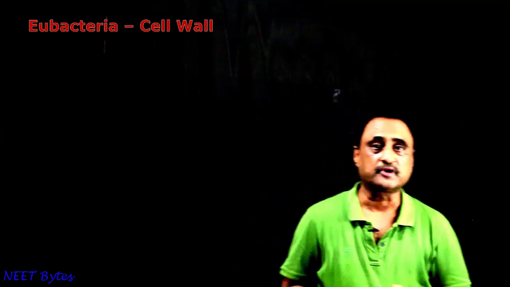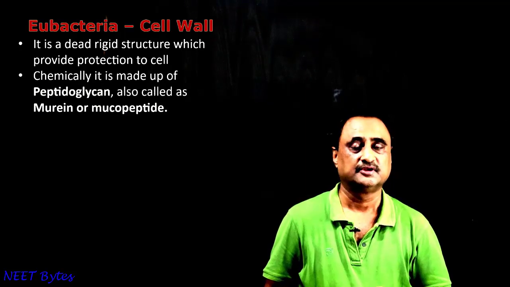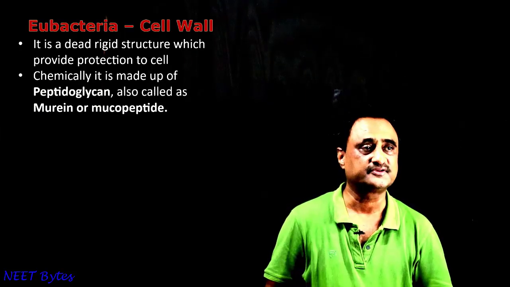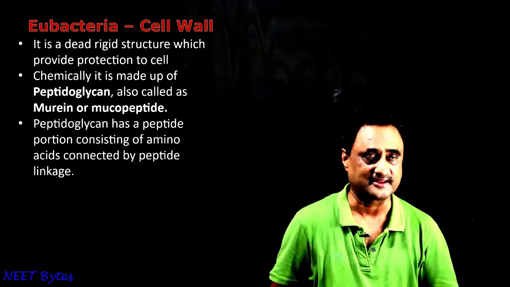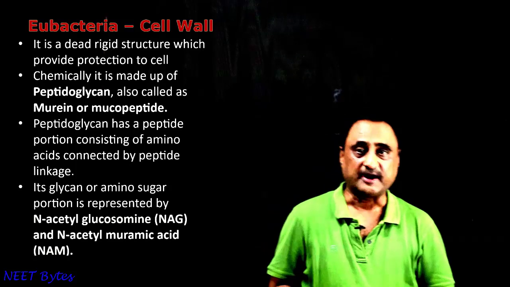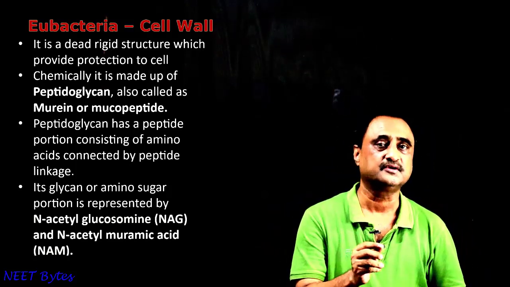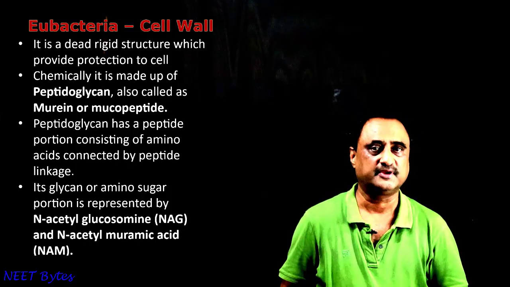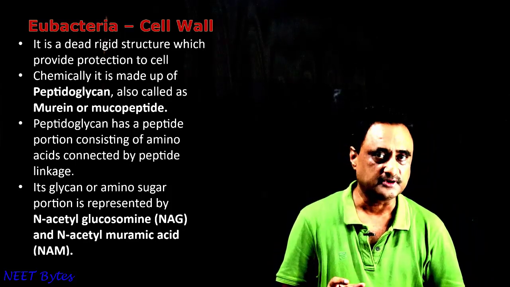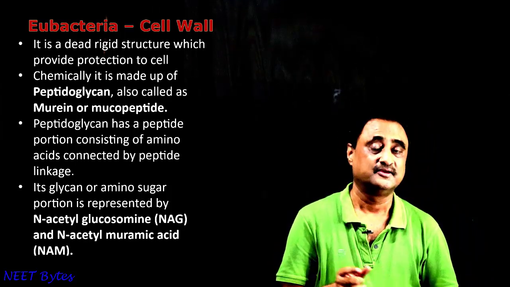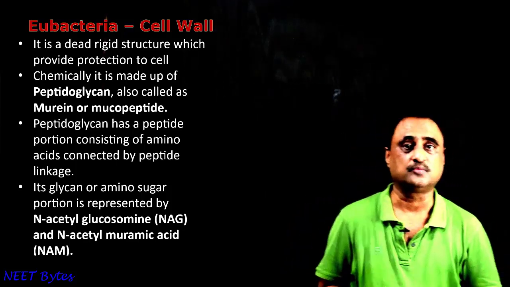In today's session, we will be talking about the bacterial cell wall. Now, the moment we talk about the eubacteria cell wall, you know very well it is a dead, rigid structure which basically provides protection, and it is chemically made up of peptidoglycan. Peptidoglycan is actually made up of two things: one, amino sugar, and second, amino acids. And we know very well that there are two types of amino sugar, that is NAM and NAG. NAG stands for N-acetyl glucosamine and NAM stands for N-acetyl muramic acid.